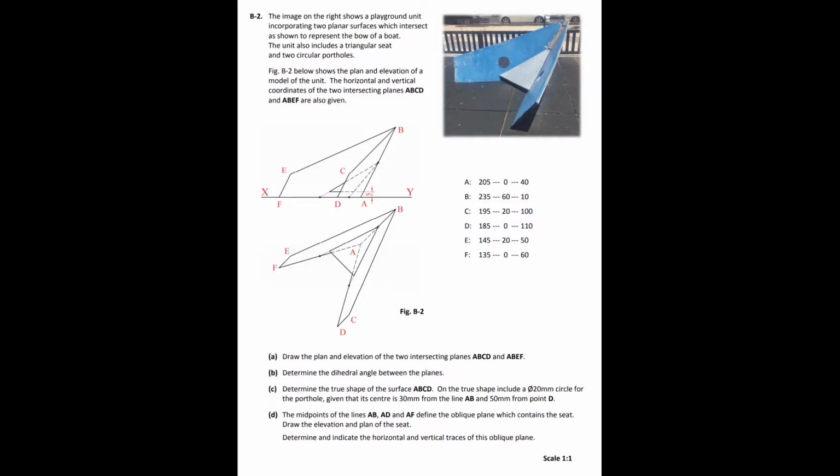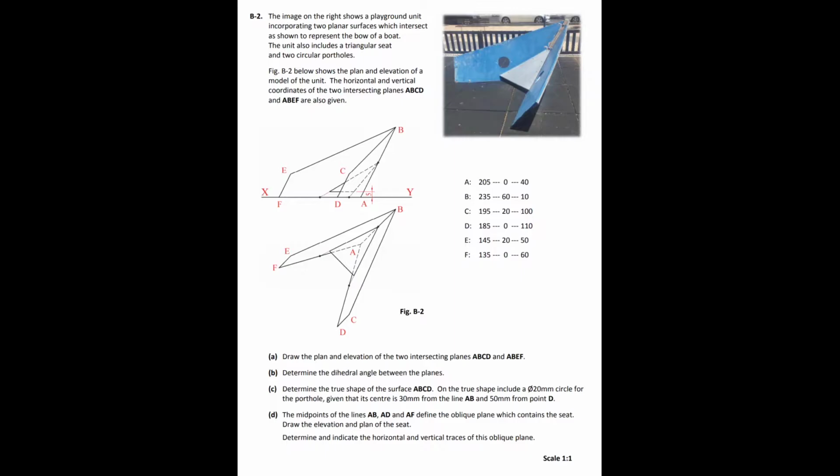Part A of this is to draw the plan and elevation of the two intersecting planes ABCD and ABEF. Part B is to determine the dihedral angle between the planes, so the true angle between the two planes. Part C is determine the true shape of the surface ABCD. On the true shape include a 20mm diameter circle for the porthole, given that its centre is 30mm from the line AB and 50mm from point D.